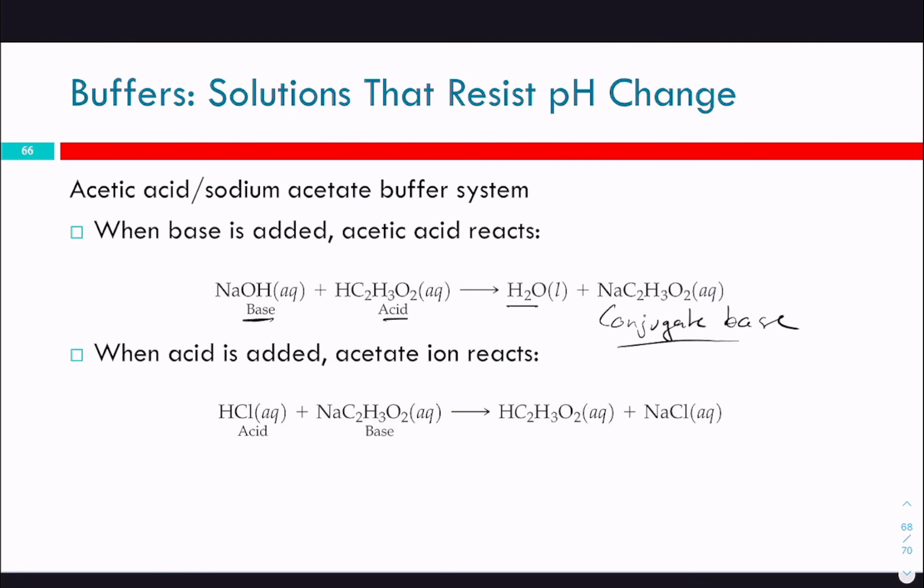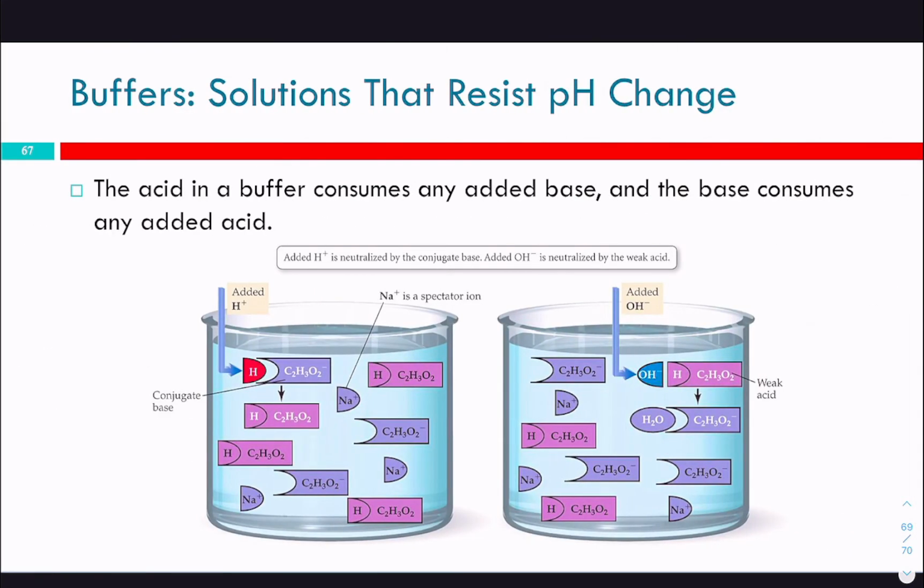On the other side, if we have our significant amount of conjugate base, add acid to that solution, that gets neutralized, and it forms the conjugate acid and a salt. So the amount of hydronium, H3O plus, in the solution doesn't change significantly. So the pH doesn't change. Right, so the acid consumes any base, and the conjugate base consumes any added acid.